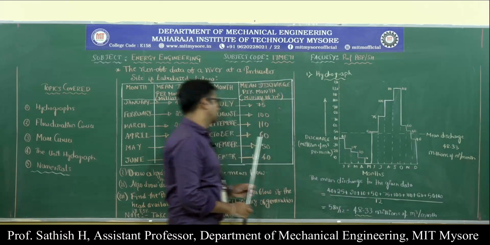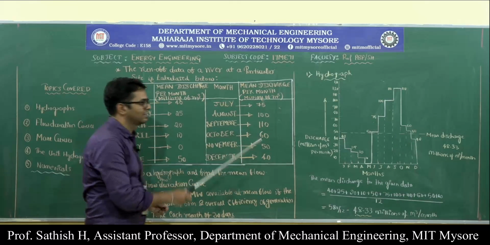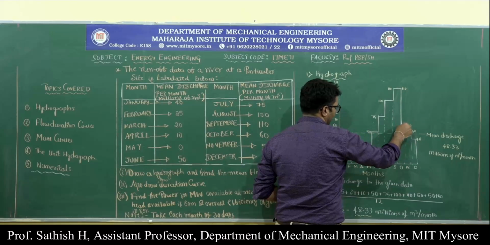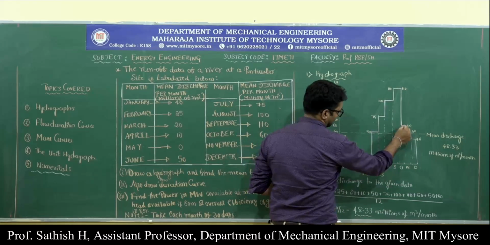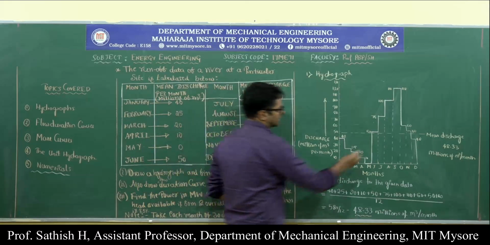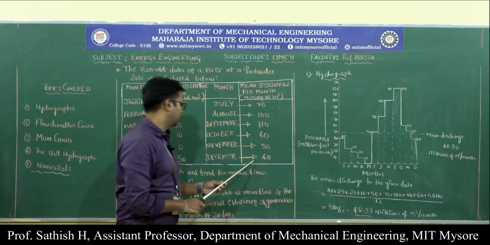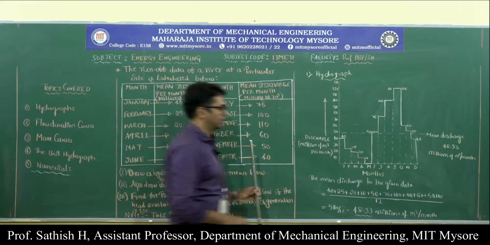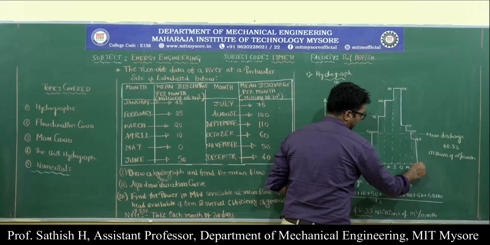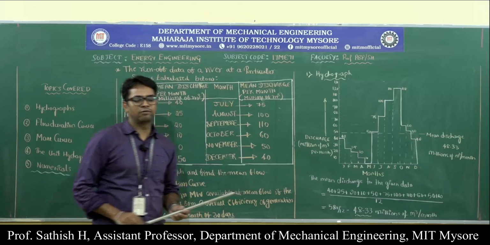If you look at this graph, after September the discharge falls to 60. So I will drop one vertical line up to 60 here. So in the month of October we have a 60, and then in November we have a 50, and then in December we have a 40. Then I will drop one line down there. This is how you will plot the graph.